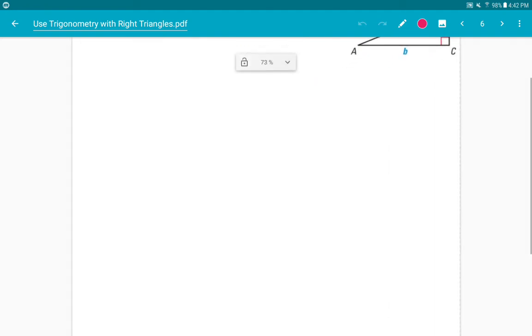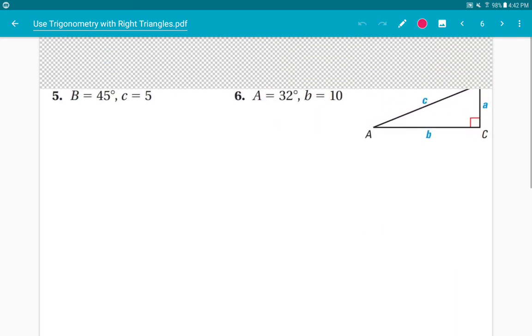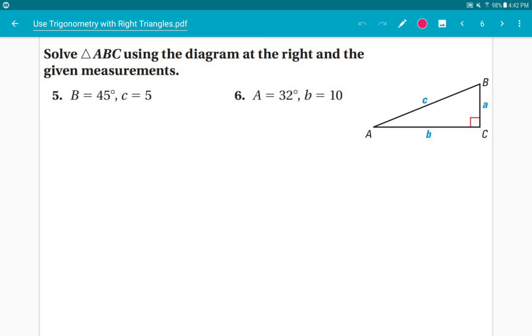Okay, so now let's solve some more triangles. A little bit more information. For number 5, we're going to use this triangle on the right hand side. Number 6 as well, so I'll be erasing and coming back. Just pause the video wherever you need to.